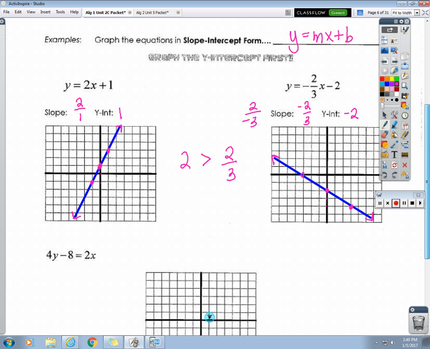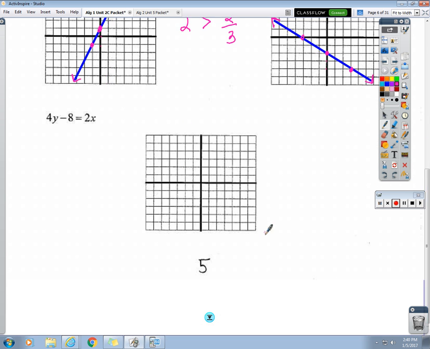Okay, now what's different about the next one? Right, it is not in slope-intercept form. So, like right now, when you look at it, would you be able to tell me the m and the b? No. I mean, some of you probably could quickly do the work in your head and tell me, but a lot of you can't. So we need to rewrite it. How do we get this into slope-intercept form?